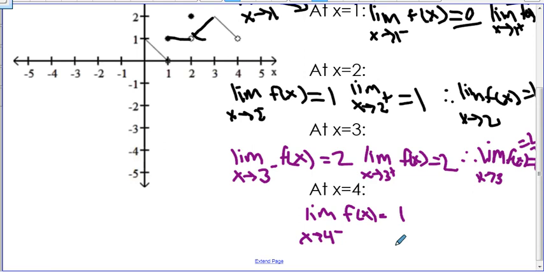Okay, so you should have gotten that the limit at 3 was equal to 2 and that the limit at 4 only existed from the left-hand side and it was equal to 1.